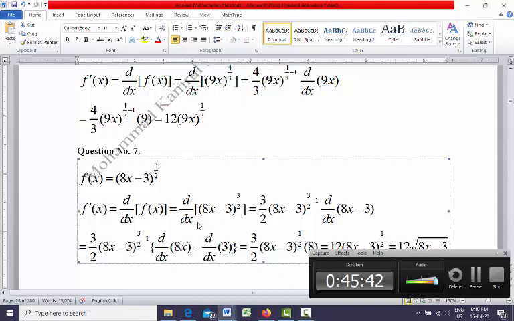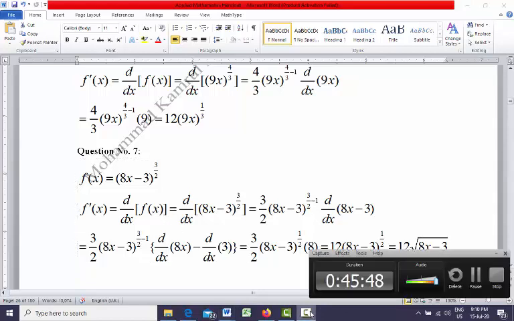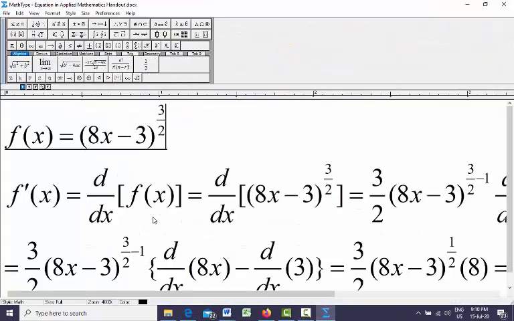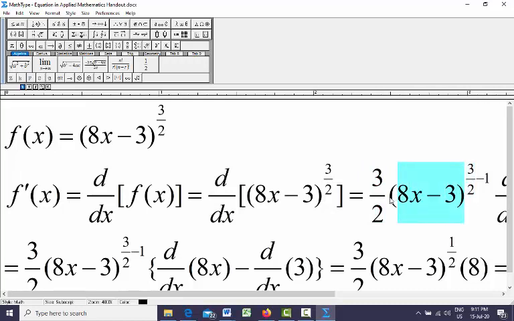So now let us solve question number 7. What we have here? This is the function. We need to do differentiation of this function. As I said before, you need to first do the differentiation of the power. The power we have is 3 by 2. We need to write the power first, and then we will write whatever we have in hand, and from the power we will deduct 1.